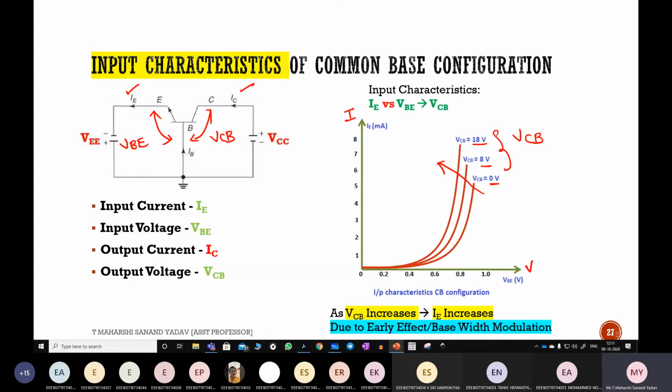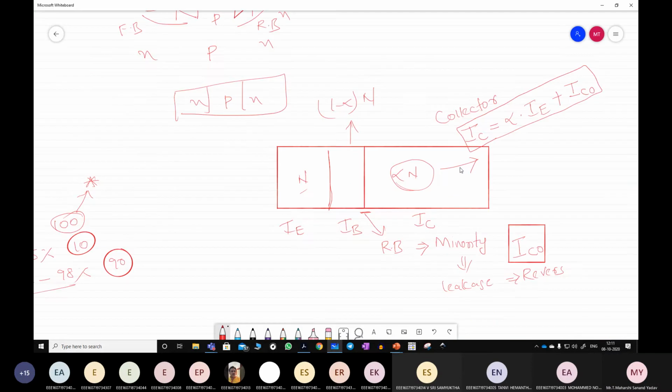Because, as you know, when voltage increases, current also increases. How are VCB and IE related? We know that IE is nothing but the input current, whereas VCB is nothing but the output voltage. Then how is it depending?